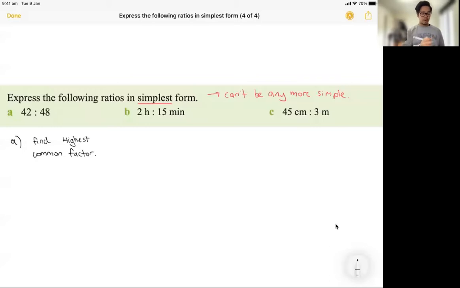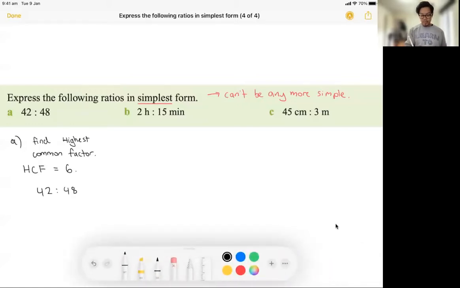If you guys need to look over that, please look over it. But highest common factor, I'm going to write HCF is going to equal 6, right? Now, once I know what that is, so 42 to 48, all I need to do is divide both those numbers by my highest common factor. So I'm going to write it like this. I'm going to divide this number by 6, and I'm going to divide this number by 6. So 42 divided by 6 gives me 7. And 48 divided by 6 is going to give me 8.